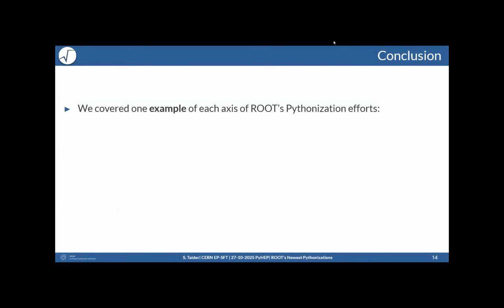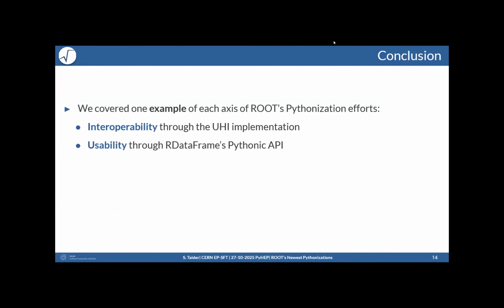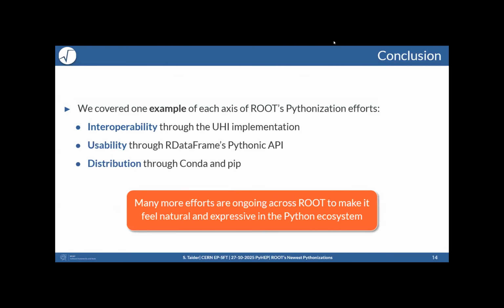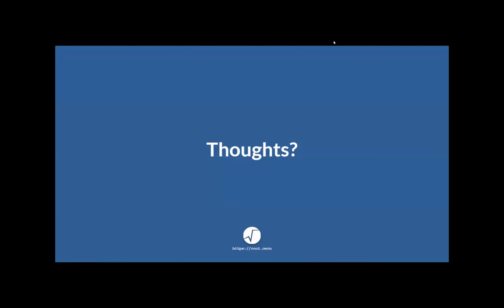Moving on to the conclusion, I have covered one example of each of the axes I mentioned earlier of ROOT's Pythonization efforts, including interoperability through the UHI implementation, usability through RDataFrame's Pythonic API, and distribution through conda and pip. But this list is by no means exhaustive. There are many more efforts ongoing across ROOT to make it feel natural and expressive in the Python ecosystem.